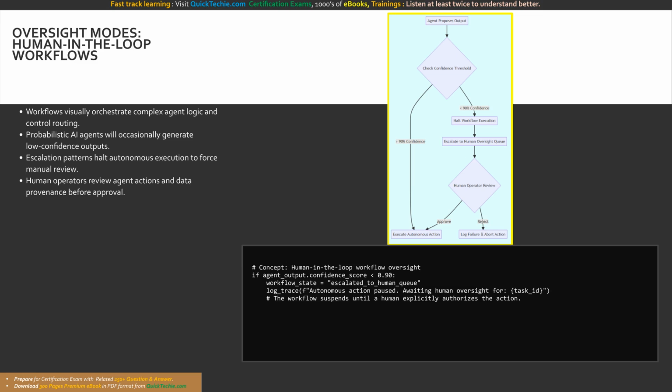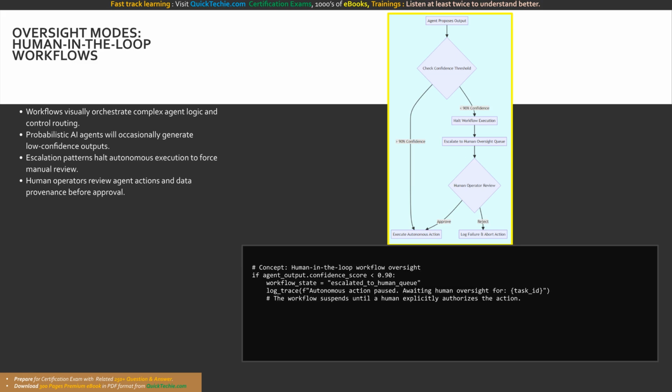Because AI agents are inherently probabilistic by design, they will inevitably occasionally encounter highly ambiguous requests or generate outputs with very low confidence scores. To manage this systemic uncertainty securely, you must proactively apply human-in-the-loop and escalation patterns directly within your workflow architecture. An approval workflow acts as a mandatory, secure checkpoint. For example, you can utilize structured agent outputs to evaluate the agent's confidence level.